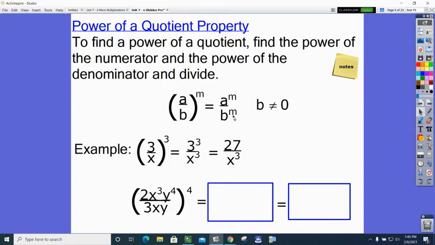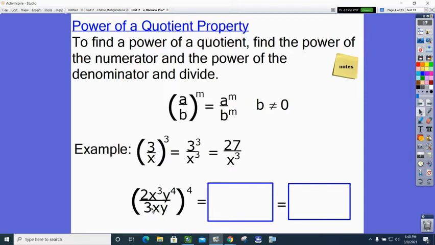Where is this used? Well, let's say we had something that looks like this. The 3 is going to get the exponent of 3. In the denominator, the x is also going to get that exponent of 3. 3 to the 3rd is 27 over x to the 3rd. And that's the simplification of this one. Okay, so let's see it in play here.